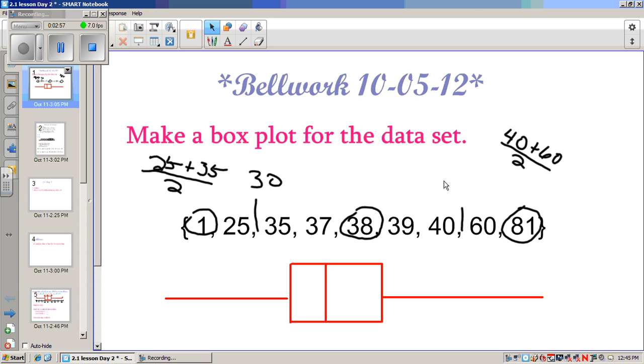Now, you should be able to tell that it's a reasonable answer if you did this correctly, because the number you get should fall between the two numbers you added together. If you get something different, you made a mistake somewhere.